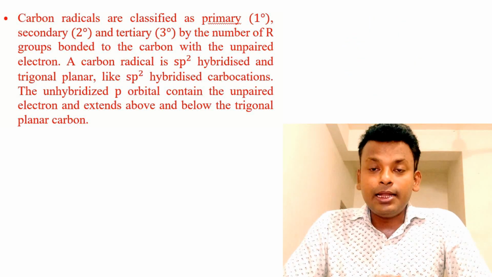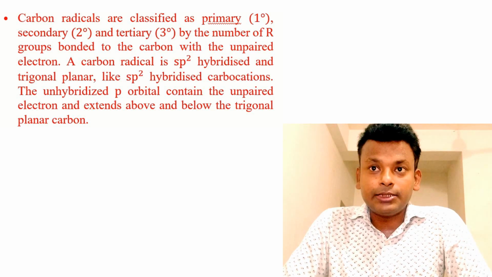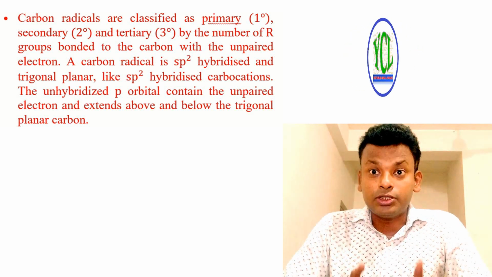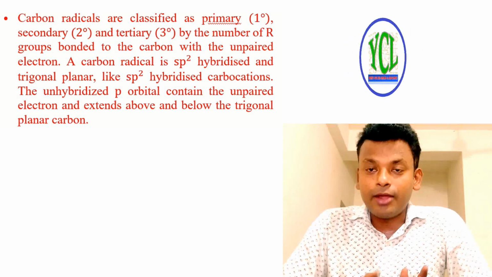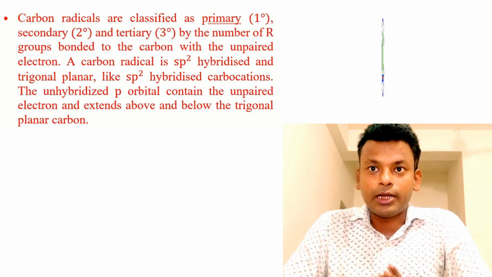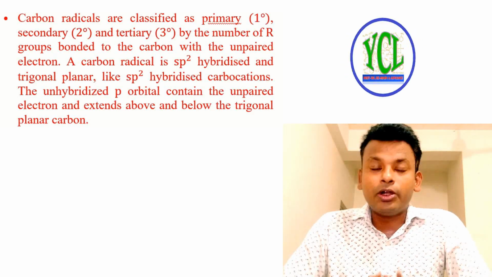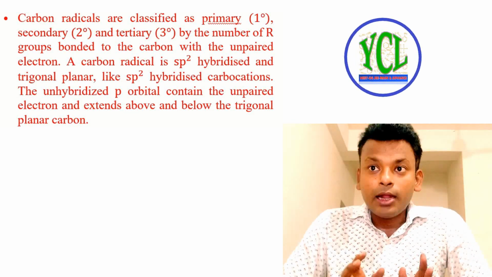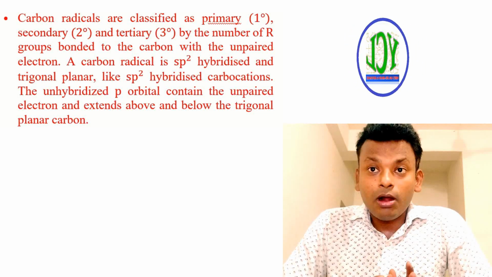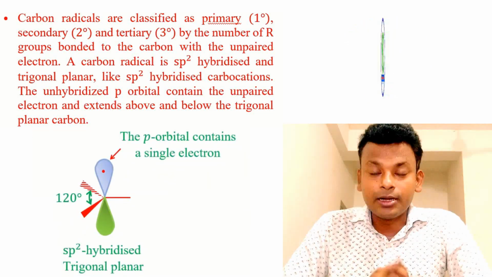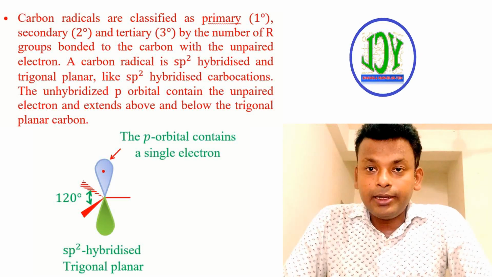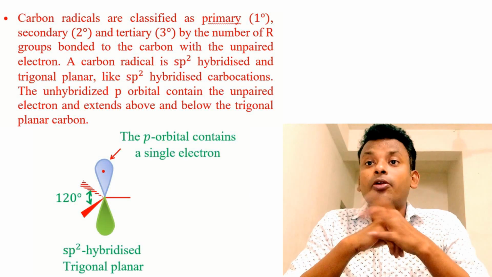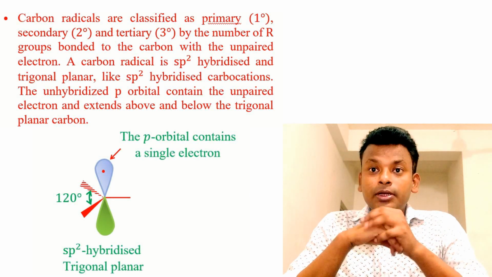A carbon radical is sp2 hybridized and trigonal planar. Like the sp2 hybridized carbocation, you know the structure and hybridization of carbocation. The unhybridized p orbital contains the unpaired electron and extends above and below the trigonal planar carbon. See this picture. Here the angle is 120 degrees because the structure is trigonal planar and sp2 hybridized, and the p orbital contains a single electron.